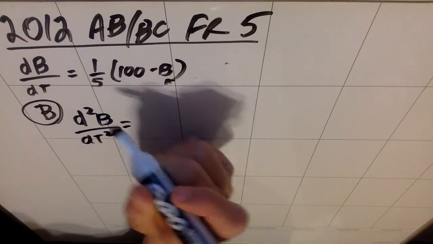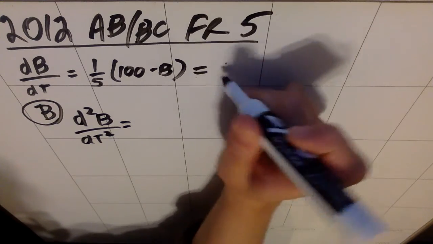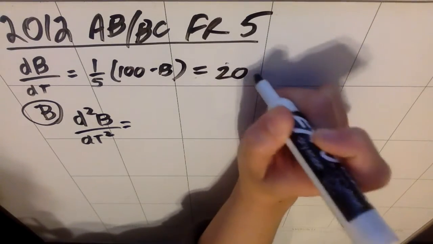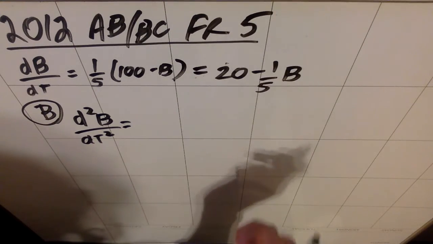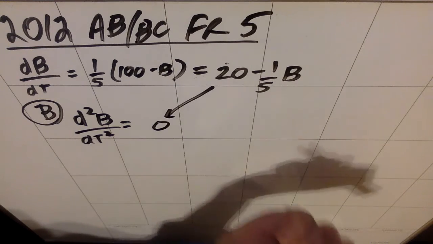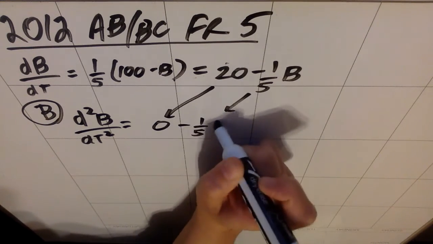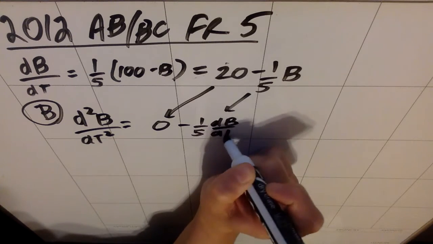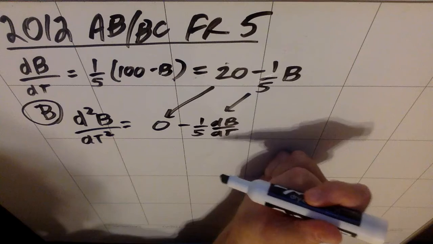There's a couple ways you can do this. For me personally, I think it's easier if you distribute this 1/5 and make it 20 minus 1/5 b. It's up to you. You don't have to. I think it's easier. If you do that, when you take the derivative, you derive 20 and get a big fat 0, and you derive the negative 1/5 b and get a negative 1/5 dB/dt, which is the thing some of us forget. A lot of people will just get the negative 1/5 as an answer, which isn't right.